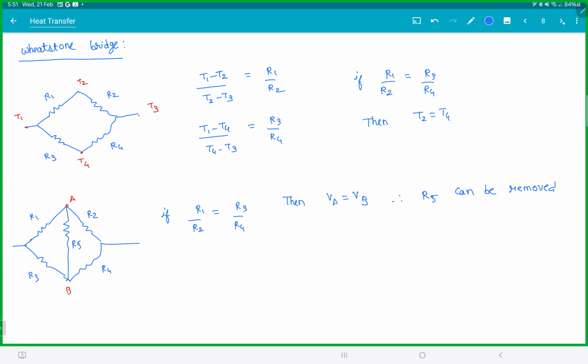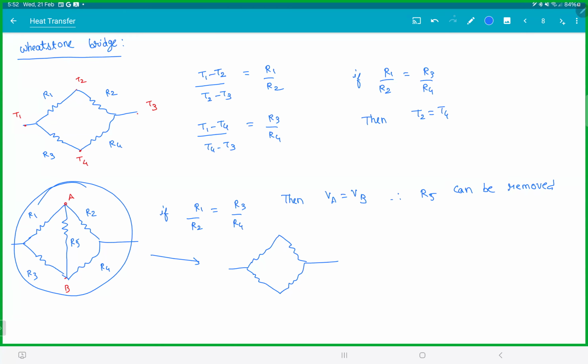If the potential difference is the same, will current flow through R5? So therefore, this circuit can be simplified into 4 resistors. R5 can be removed. If you see this as is, you can't solve it. It is not series, it is not parallel, it is nothing. But the moment you remove R5, your life becomes simple. This is called a Wheatstone bridge.